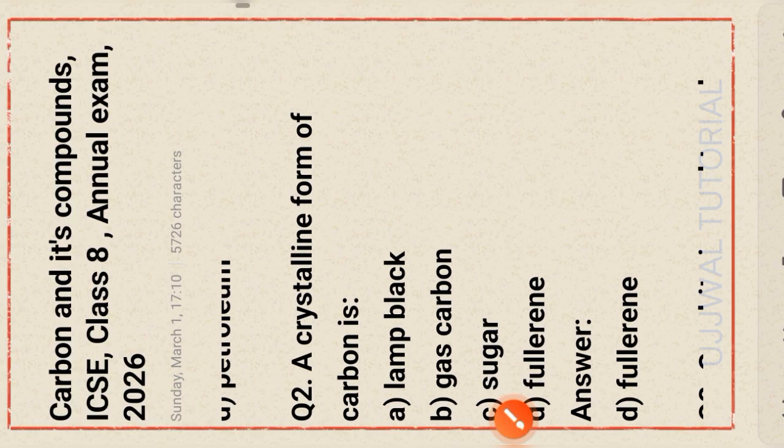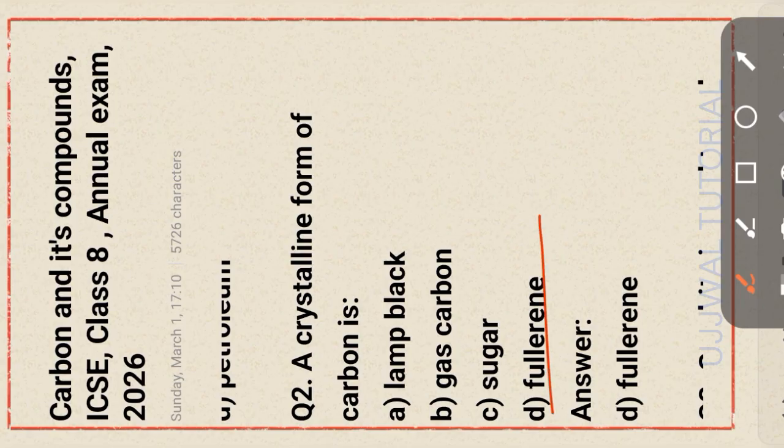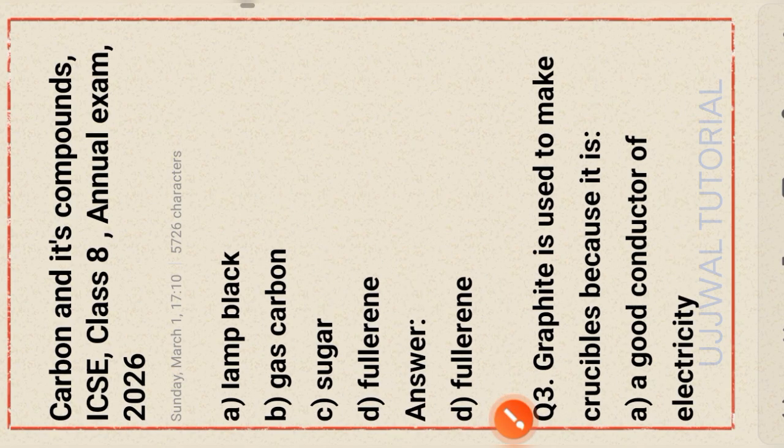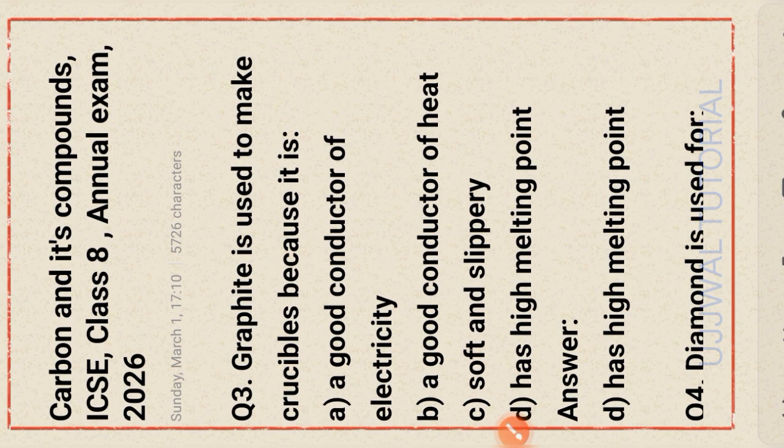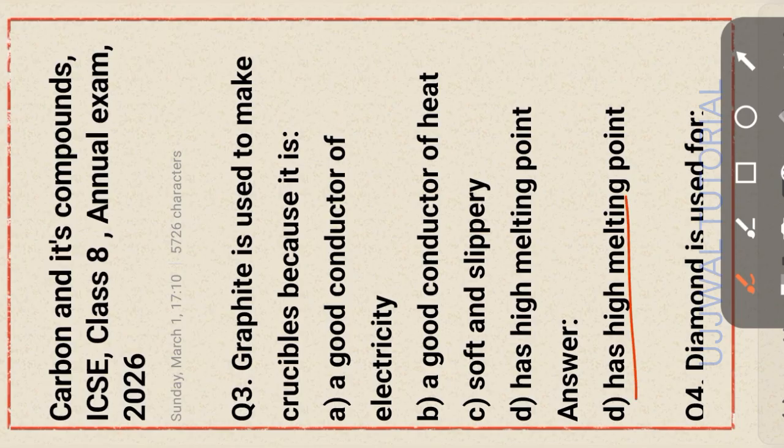Next question, question number 2. A crystalline form of carbon is option D, fullerene. Okay, option D is the right answer. Next question, question number 3. Graphite is used to make crucibles because of option D, its high melting point. Option D is the right answer.